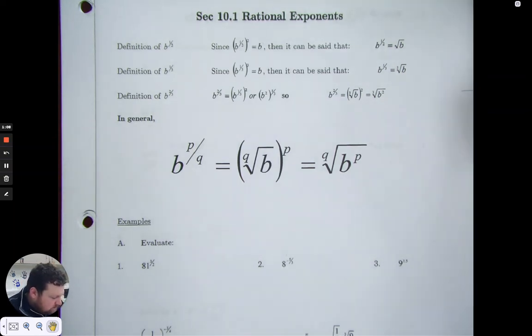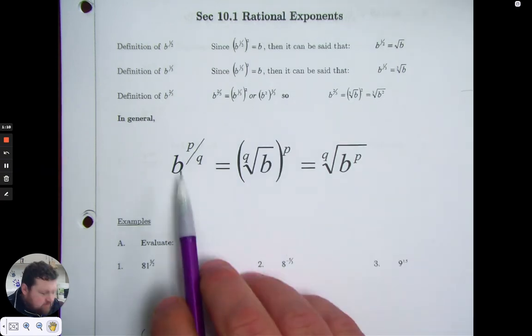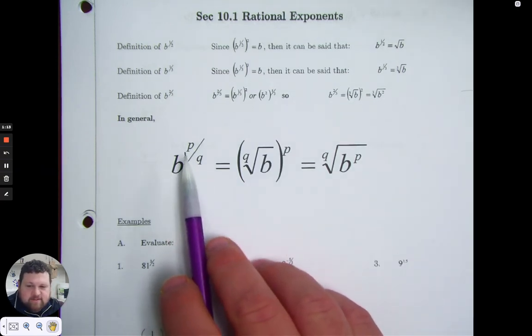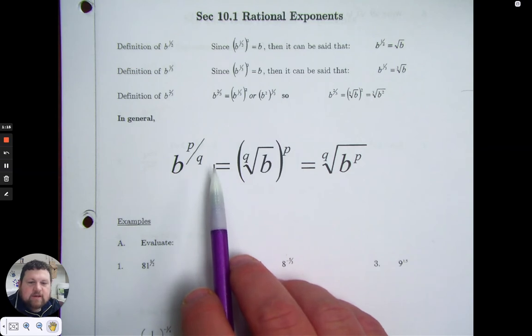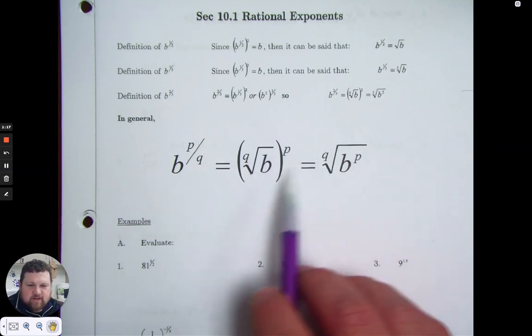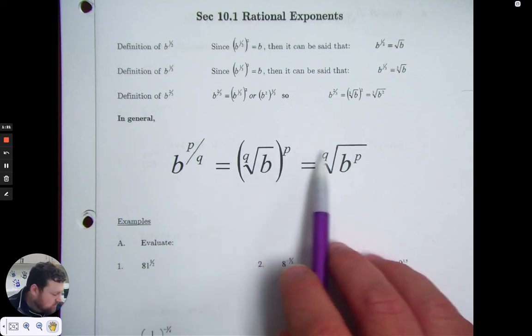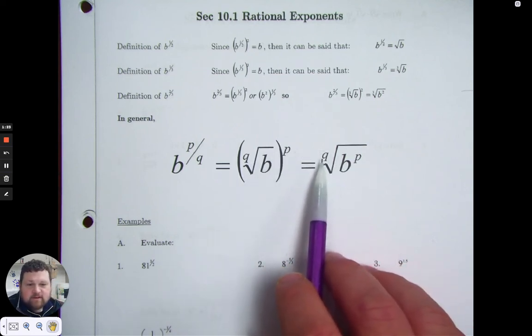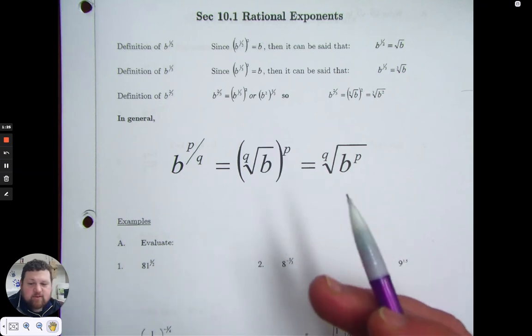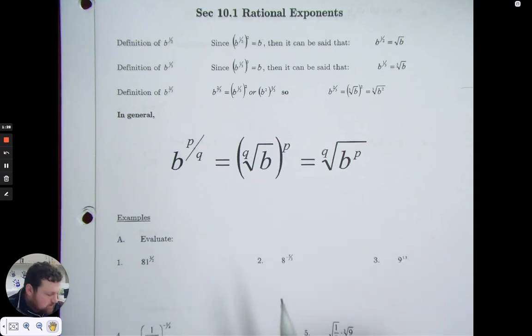Right here is our basic formula. If we have a value that's raised to the p divided by q, whichever one is easier is what we can do. We can either take the q root and then raise it to the p power, or we can take the p power and then do the q root. It just depends on which one is easiest to deal with.